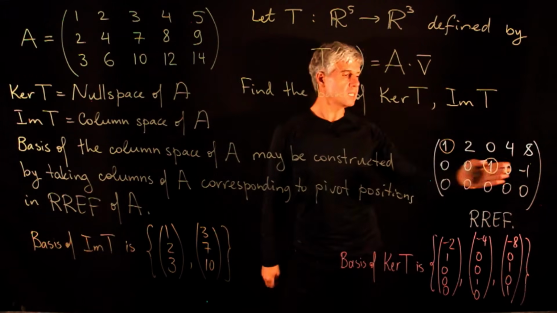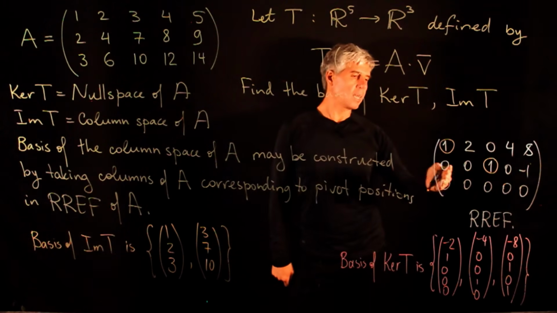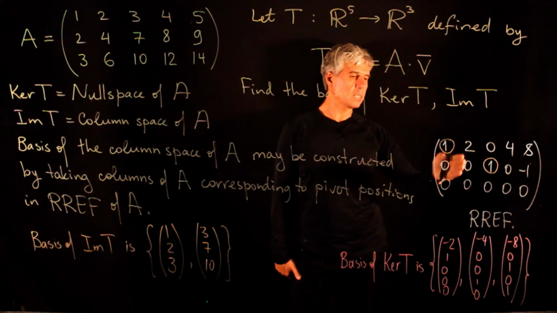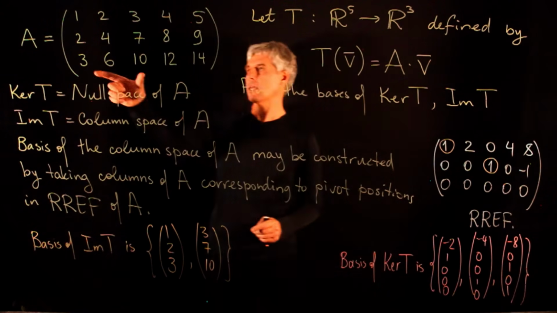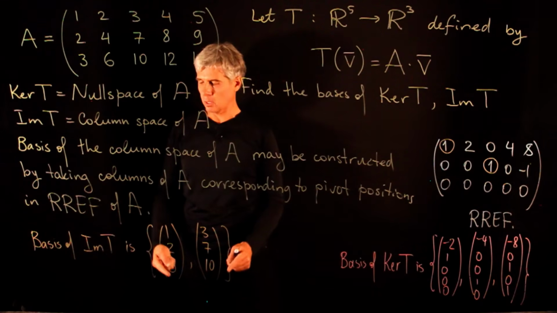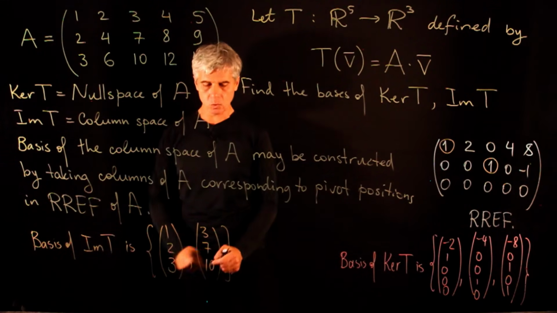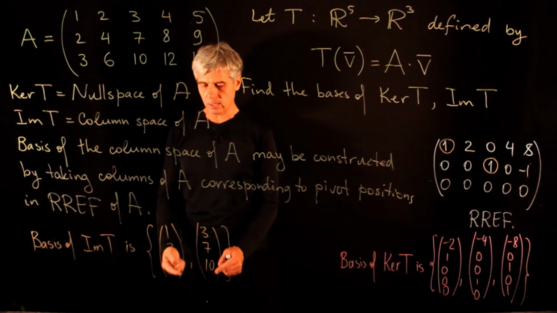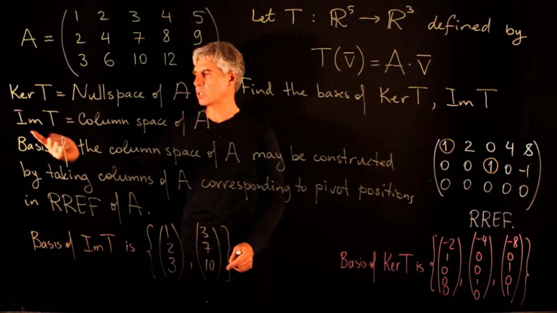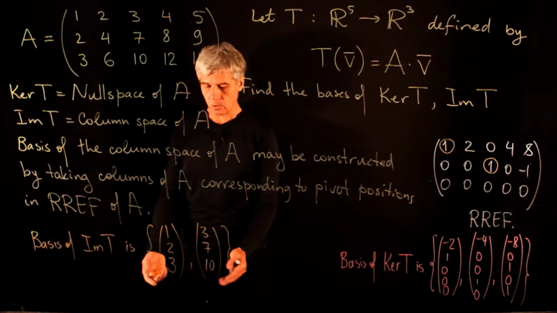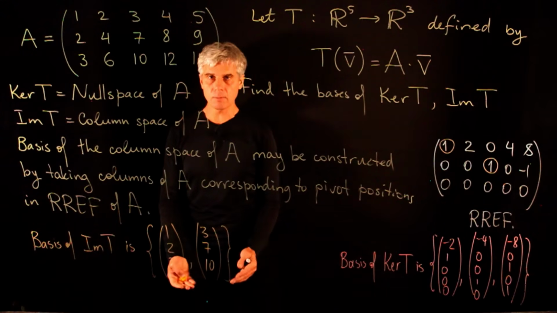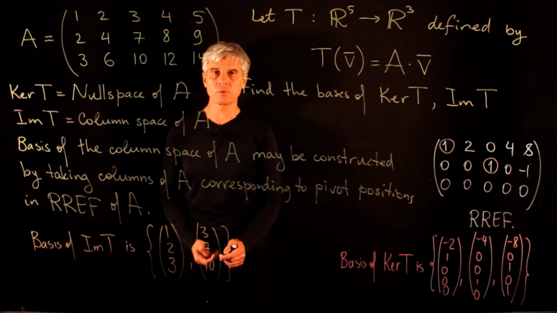And so what we see here is that in this matrix, every column is a linear combination of the first and the third columns. And the same is true for the original matrix. So this tells us that these two columns form a basis of the column space, and because the image of a transformation is the column space of a matrix, this is the basis of the image of T.